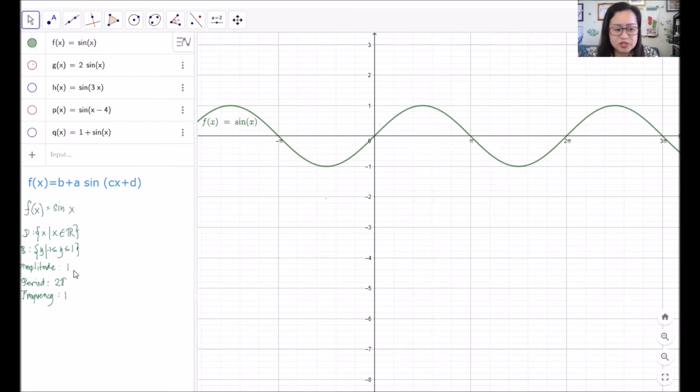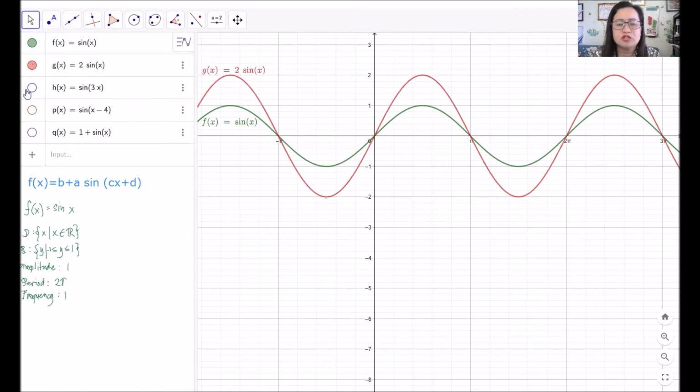And the amplitude is 1 and the period is 2 pi. And between the interval from 0 to 2 pi, we have one complete cycle. So that means we have frequency equal to 1. Now, what if we change the value of a? So from 1, let's make it 2. On the screen, you can see the graph of g of x is equal to 2 sine x.